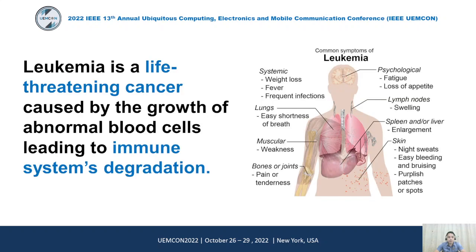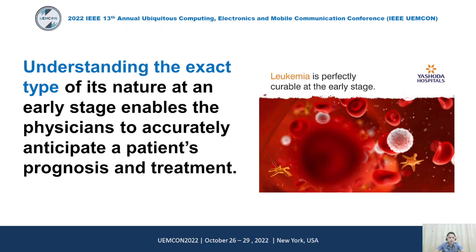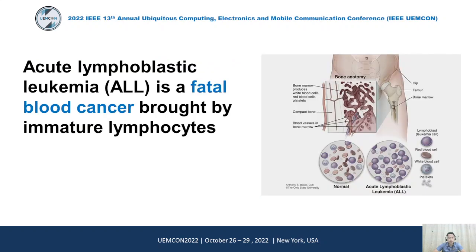Leukemia is a life-threatening cancer. It is caused by the growth of abnormal blood cells, and it leads to immune system degradation. The World Health Organization in 2020 shows that there are 400 plus cases out of the 18.1 million cancer instances worldwide, or a share of 2.6%. Understanding the exact type and nature at an early stage enables physicians to accurately anticipate a patient's prognosis and treatment. Acute lymphoblastic leukemia, or ALL, is a fatal blood cancer brought by immature lymphocytes.